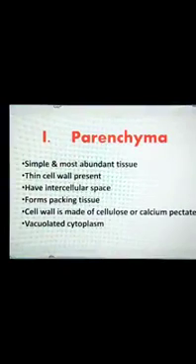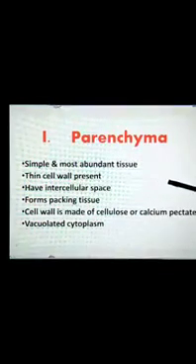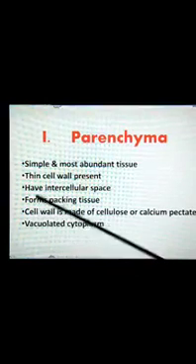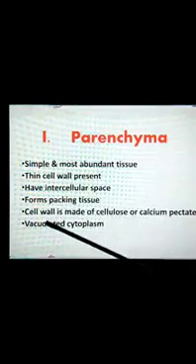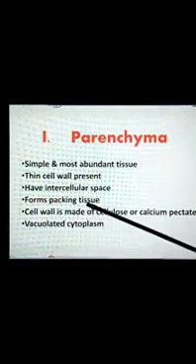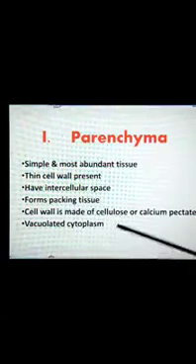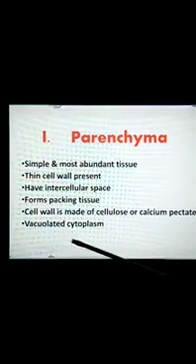First, we will discuss the parenchyma. Parenchyma is the most simple and abundant tissue in the plant body, so they are widely distributed in the plant body. Another feature is they have a thin cell wall. They have intercellular space. They form the packing tissues. Packing tissues means they are found within other tissues in the plant body. The cell wall is made of cellulose or calcium pectate. Calcium pectate is a pectic substance which acts like a glue which holds the cells together. The cytoplasm is vacuolated cytoplasm.